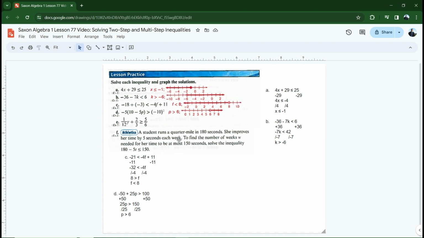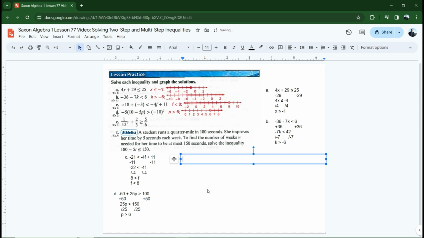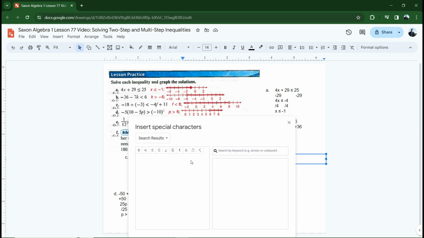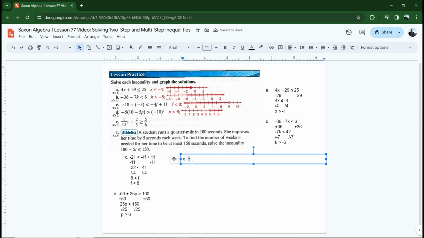All right, letter E. Our book has a very specific recommendation for what to do with ones like letter E, where I have fractions that complicate things. Now, the first thing I'm going to do is go and grab the greater than or equal to sign. We've been using less than or equal to. There we go. Okay. So now, our statement is 1 over 12 y plus 2/3 is greater than or equal to 5 over 6.